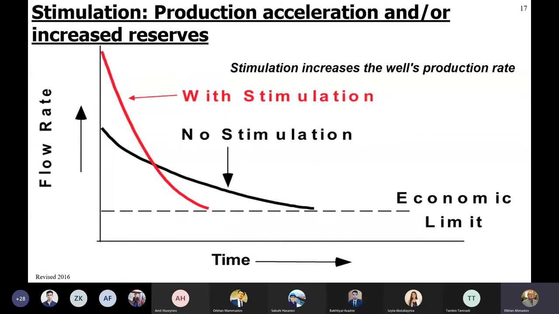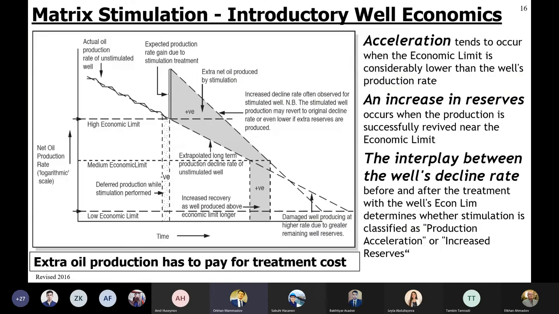Sorry, can I ask a question? Yes, please. In the previous slide, there is a high economic limit, medium, and low. How can we determine them, and what do they tell us? Like, if we are below the high economic limit, is it a bad thing, and what does it tell us?